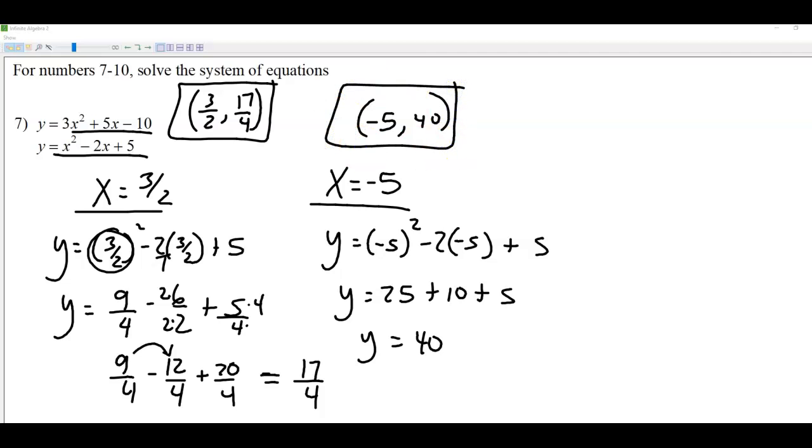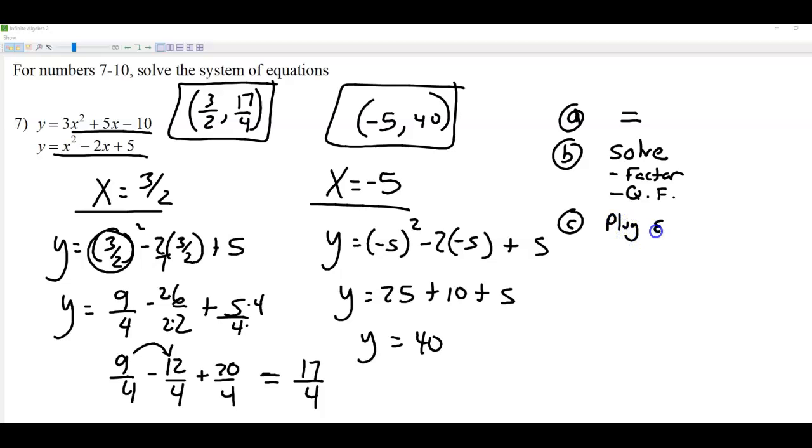So step 1, set them equal to each other. Step 2, solve. So I'll write out the steps here. Set them equal to each other. Step 2, solve. Now, how you do that, you could either use factoring or you can use quadratic formula. Doesn't matter. But the last step is to plug in to solve for y. Okay, so set the two equations equal to each other, solve using one of the two methods, and then plug in to solve for y.